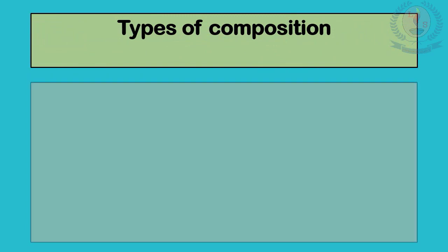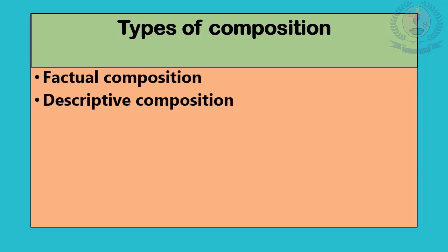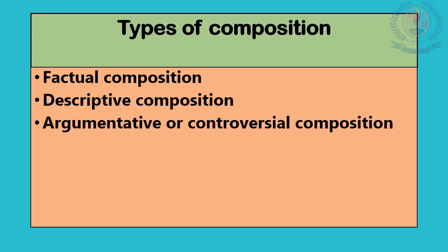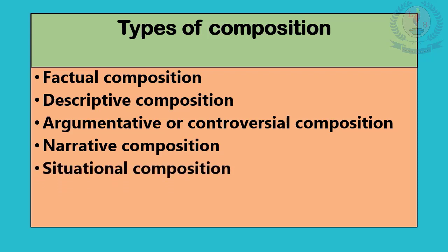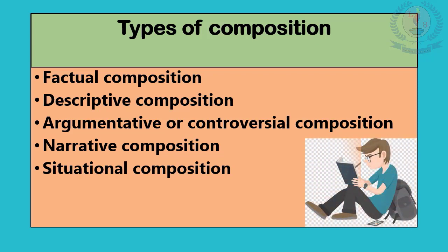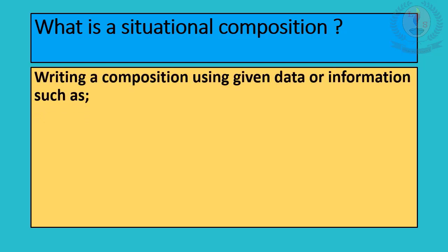What are the types of composition? So far you have learned factual composition, descriptive composition, argumentative or controversial composition, narrative composition. So the last one or this lesson is situational composition. So what is a situational composition? Let's look at the definition.